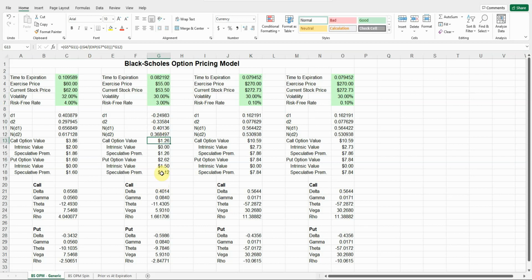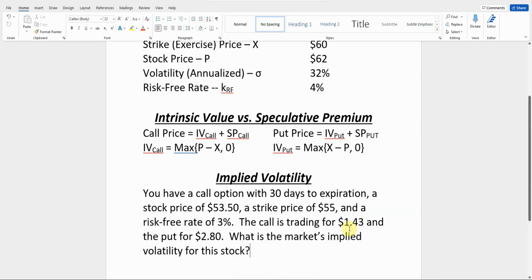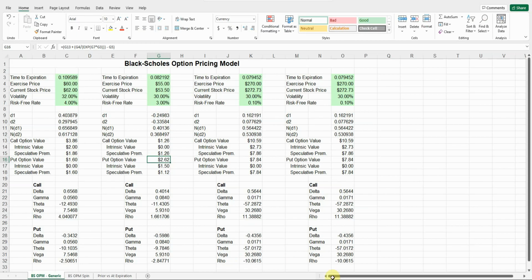And that would give me a call option of $1.26 and a put option of $2.62. In my example, I want a call option of $1.43 and a put of $2.80. So let's go back. I want this to be $1.43. And I want this to be $2.80. Now, if we note, the call option is too low and the put option is too low. So I need to increase the call option and increase the put option. And the only variable that I'm changing is volatility. So 30% is too low. Let me jump up and try 35.